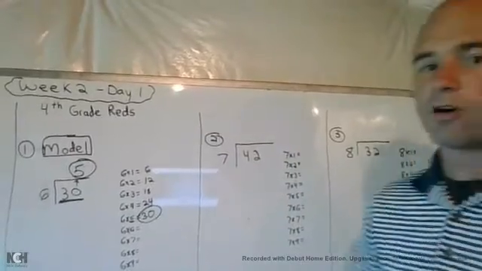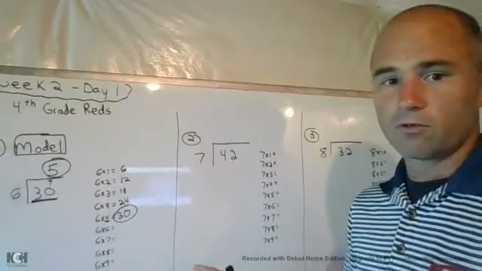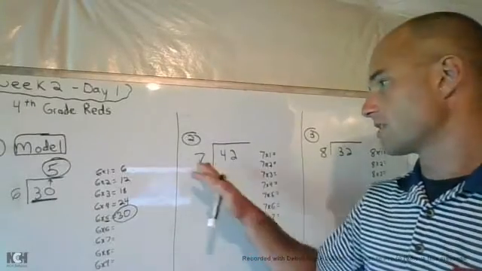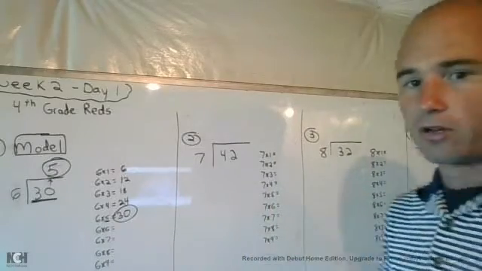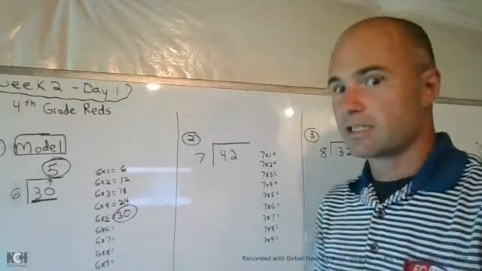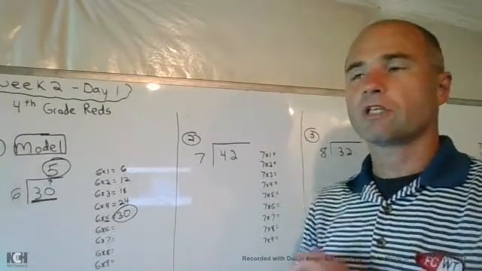What you'll notice is I've already, for every one of these, written out facts. Whatever I'm dividing by, in this case I'm dividing by 7, so I wrote out all the 7s. Next one, I wrote out all the 8s. The following one, I did another set of 7s. Okay? So that should be your first step here.